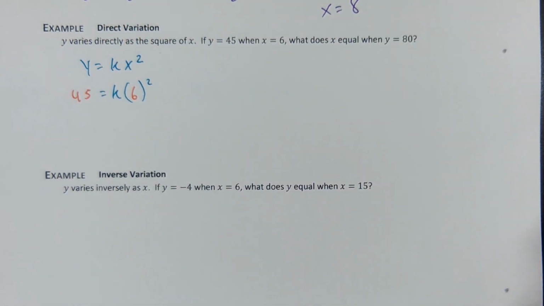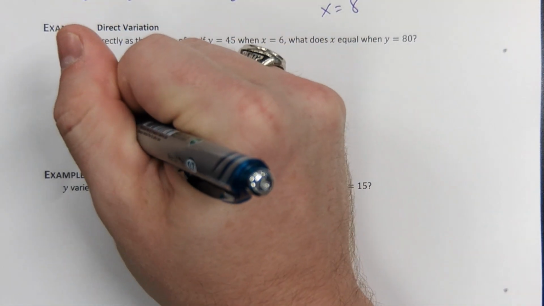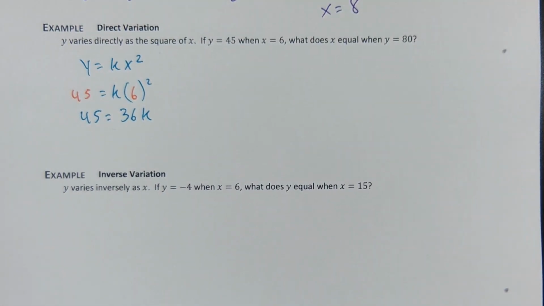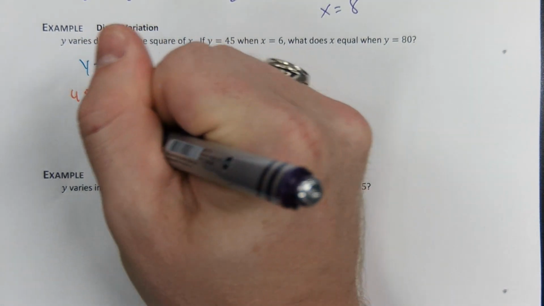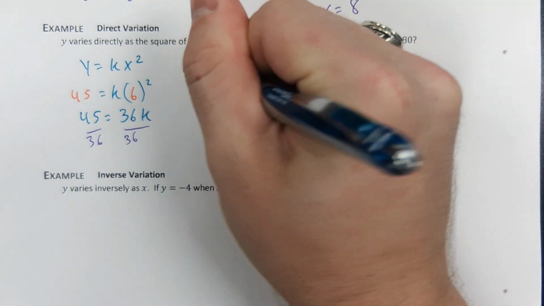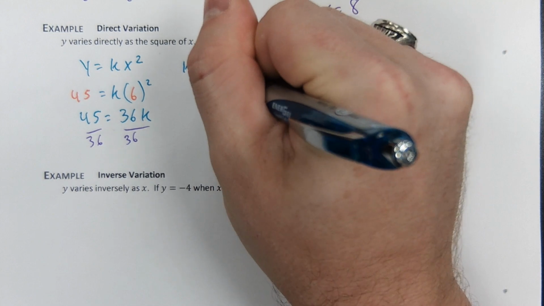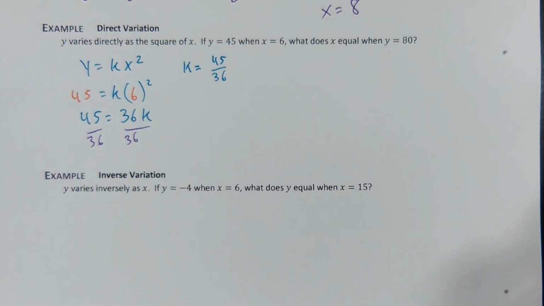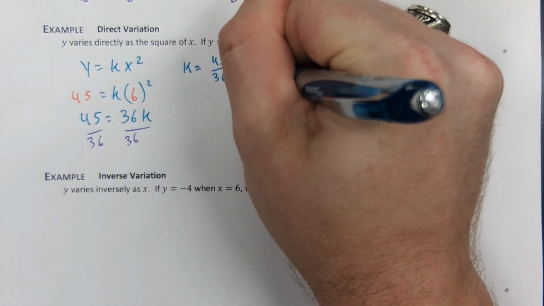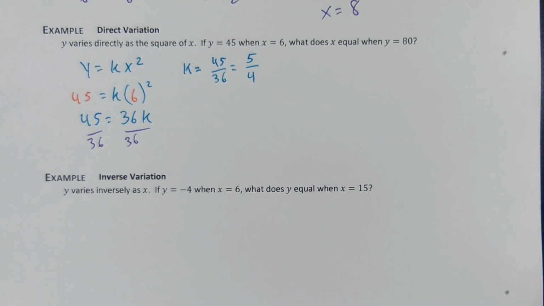I'm going to put it in parentheses just in case x is a negative number, because it could be. So anytime you're substituting, you technically should be using parentheses. Anywho, we have 45 equals 36k, and you're going to need to divide both sides by 36. Our constant of variation is 45 over 36, which does reduce. You can divide both those numbers by 9. Your constant of variation is 5 over 4.